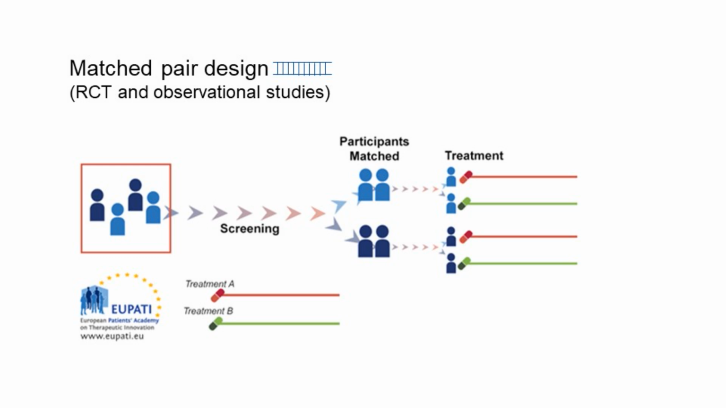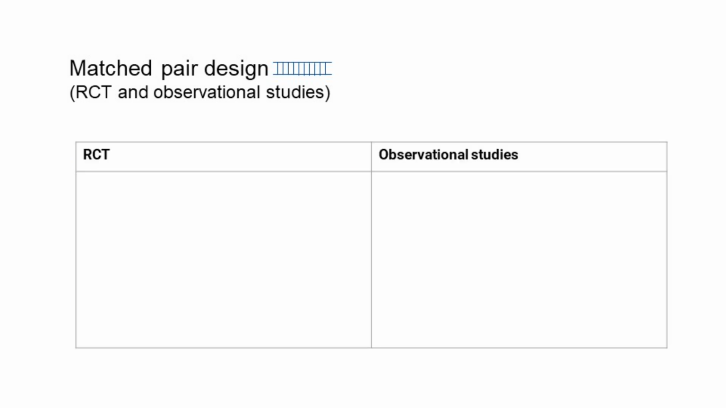Matched pair design is particularly useful when there are 2 treatment conditions in an experiment, and participants can be grouped into pairs based on similar characteristics to reduce variability in results. This approach is used in both randomized controlled trials, RCTs, and observational studies, though the way it is applied differs.